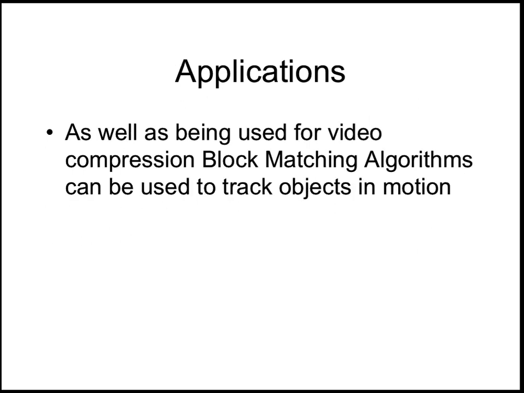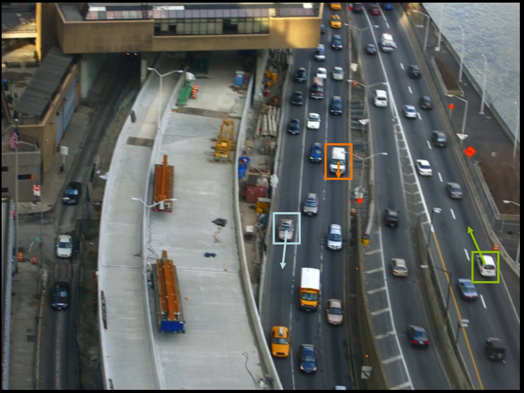Okay. As well as being used for video compression, block matching algorithms are also used for tracking objects in motion, as you can imagine. So if I have thousands of hours of police video, and I decide I'm interested in this car here, you could use a block matching algorithm to track it from frame to frame, and you could track its path, for example. Okay. Any questions on that?